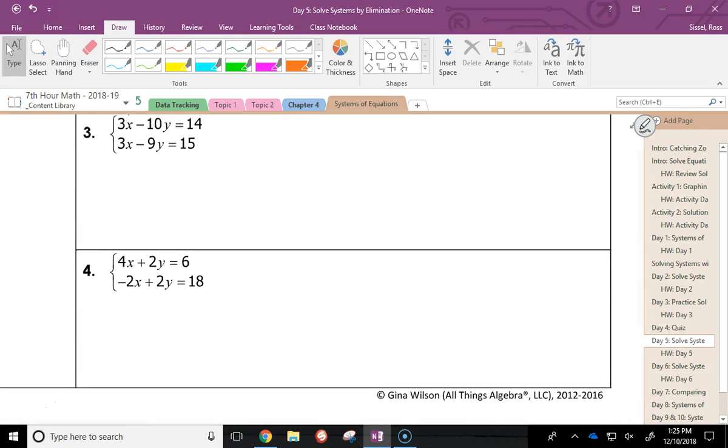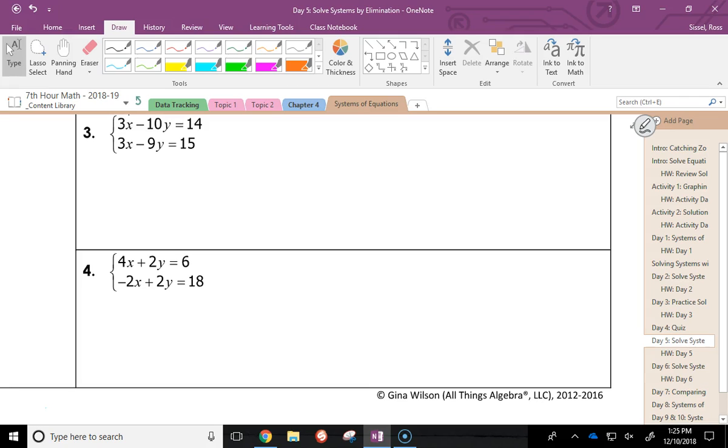So I will help you set it up first. 3x minus 10y equals 14, and 3x minus 9y equals 15. X's are lined up, y's are lined up, the equal signs lined up, and my constant numbers lined up. Question. Which variable do you think I'm going to be looking at? Am I going to be looking at the x's, or am I going to be looking at the y? And tell me why.